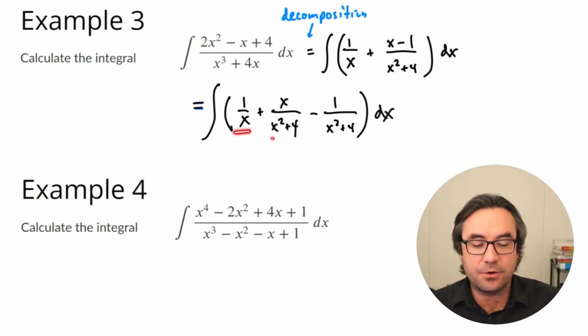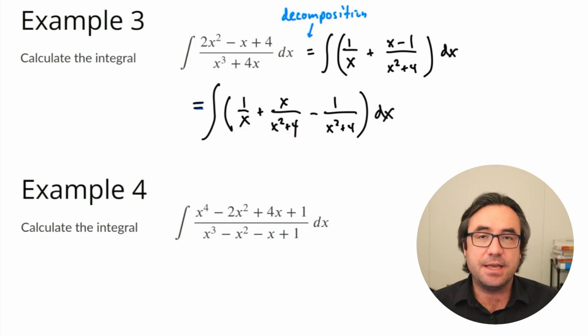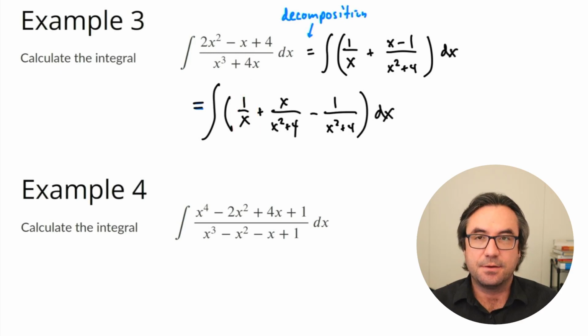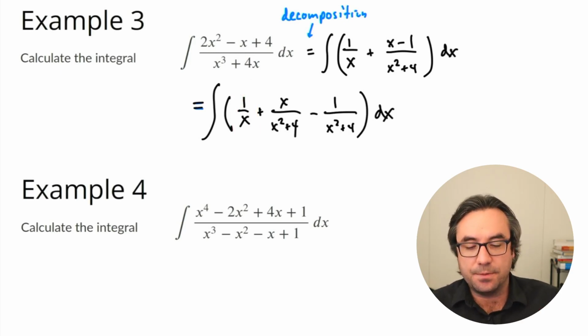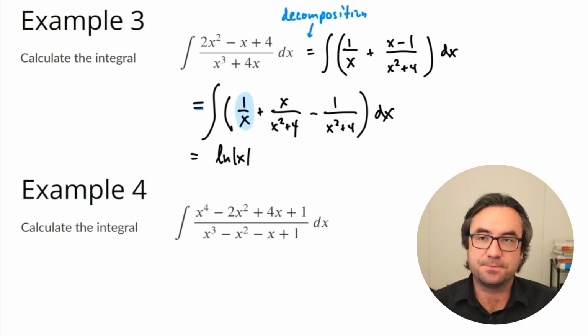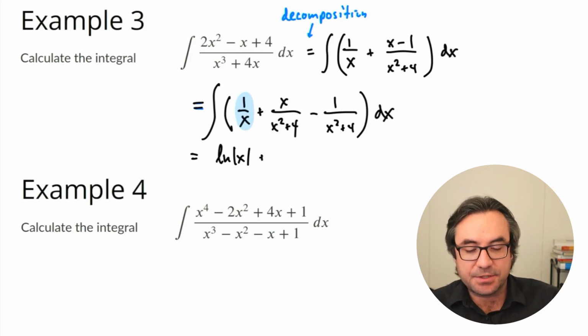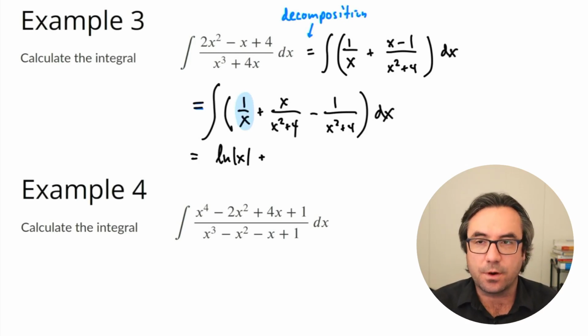And how we integrate each of these is a bit different. So first, the 1 over x, that's something we can just do. So that's natural log absolute value x. That's just one of our basic antiderivatives. Now, what about this x over x squared plus 4?